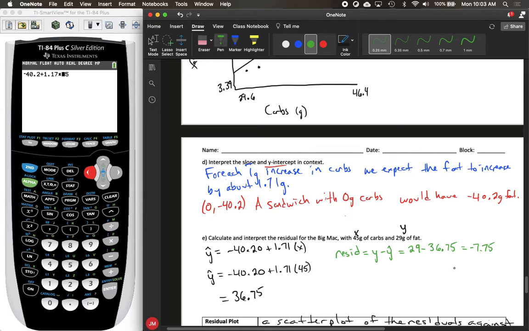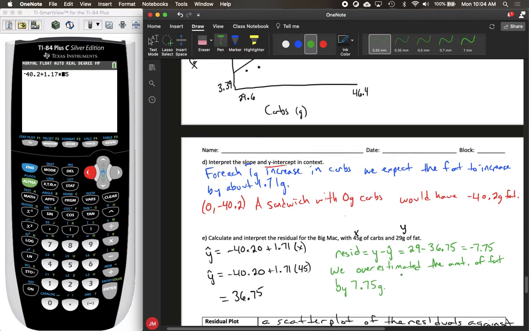That's going to be negative 7.75. A negative residual means that we over-predicted, which we already knew because obviously 36.75 is more than 29. So what we would say is that we overestimated the amount of fat in grams by 7.75 grams.